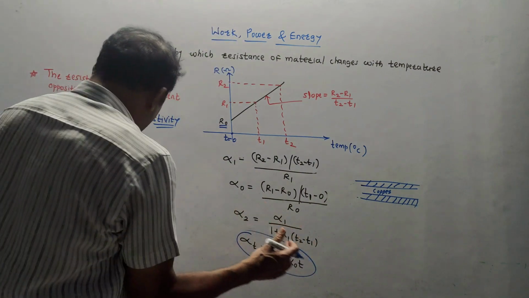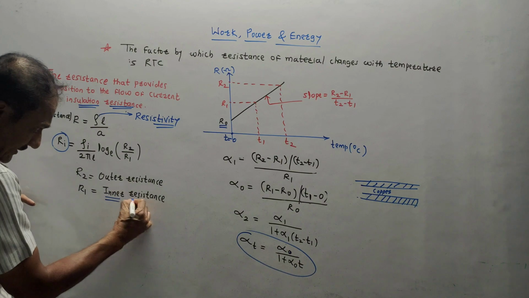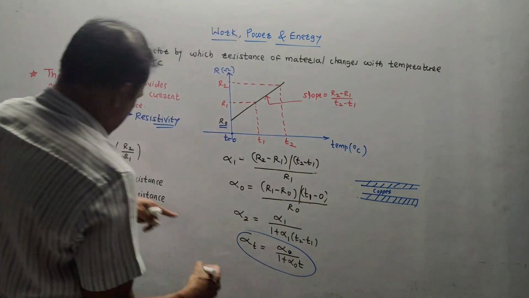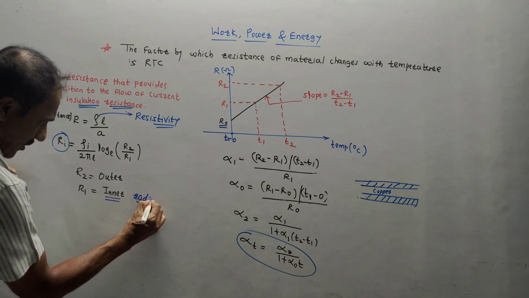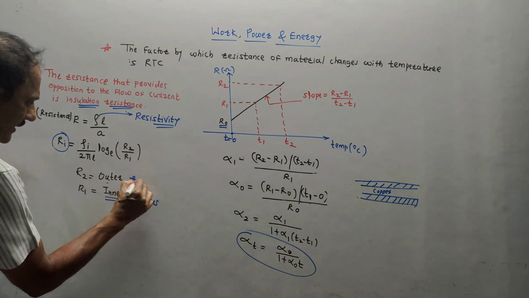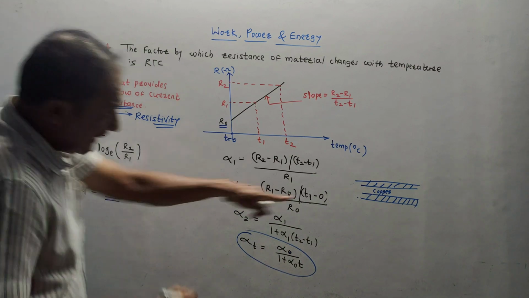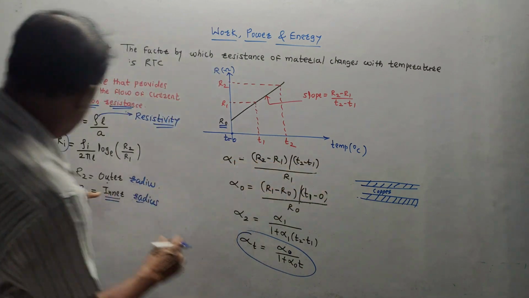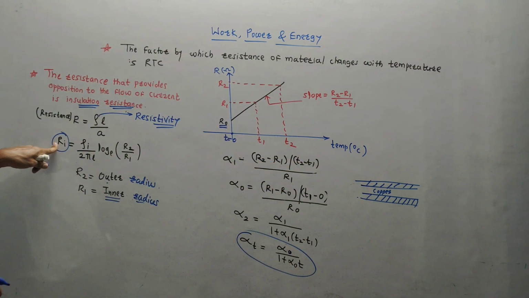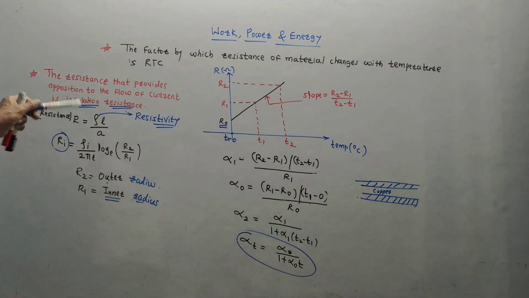So R1 is the inner radius, I made a mistake earlier, it is the inner radius of the cylinder, and R2 is the outer radius of the cylinder. So the inner radius means the radius of the copper conductor, and the outer radius means the radius of the plastic material. This is the formula to calculate the insulation resistance in terms of insulation resistivity. Rho is the resistivity, and the meaning of R2 and R1 I have just now explained.